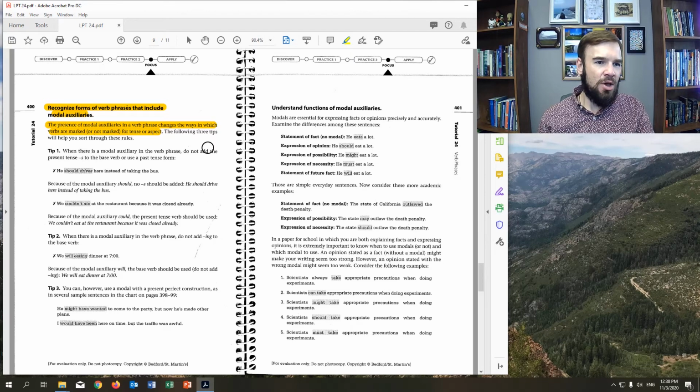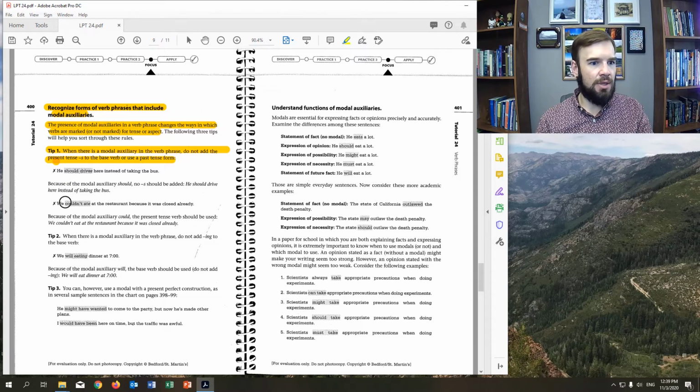So tip number 1, when there's a modal in the verb phrase, do not add the present tense s to the base form or use a past tense form. Again, I could highlight this whole page. So, "he should drives here instead of taking the bus." No, he should drive. Now because of the modal auxiliary should, no s needs to be added. He should drive here instead of taking the bus. So even though it's third person singular, no s because we have the modal in the verb phrase.